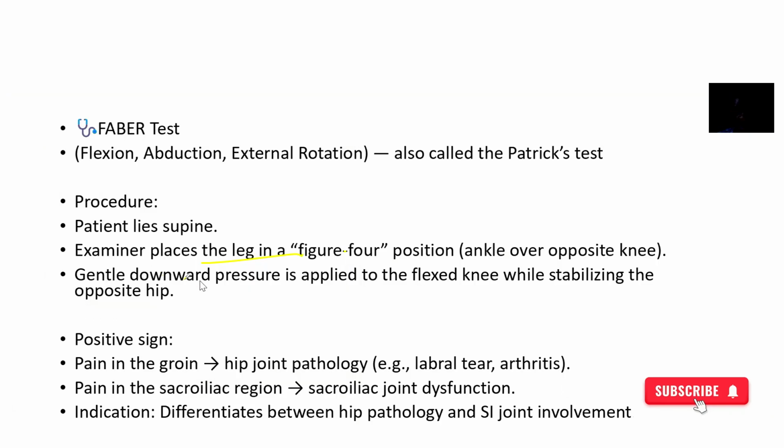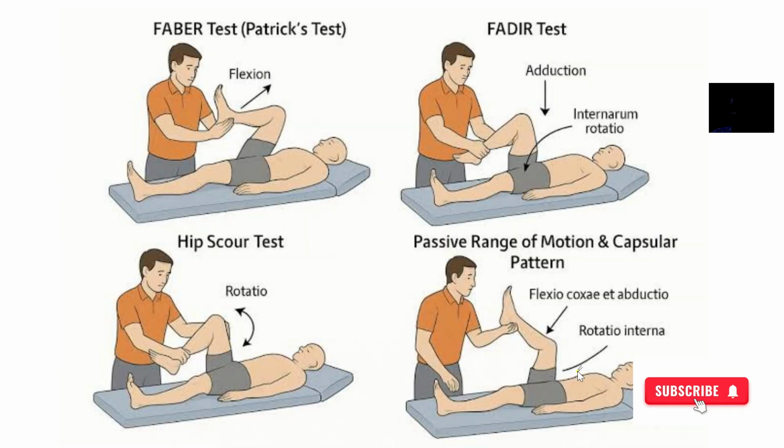Gentle downward pressure is applied to the flexed knee while stabilizing the opposite hip. A positive sign: if there's a lot of pain in the groin, it shows that there's an issue with the hip. If there's pain in the sacroiliac joint or region, it shows that there's a sacroiliac joint dysfunction. So they also use this to differentiate between hip pathology and sacroiliac joint pathologies. This is another picture trying to show the FABER test and also the FADIR test.